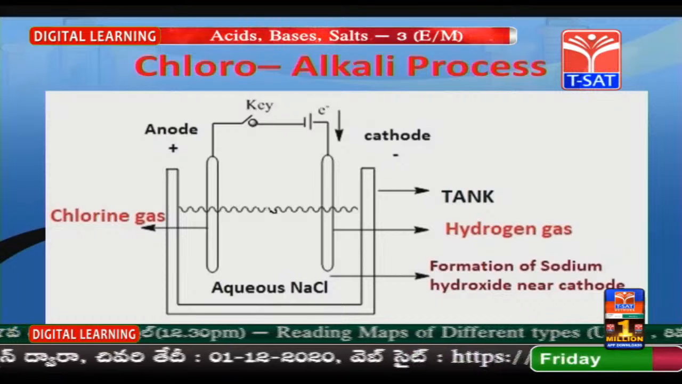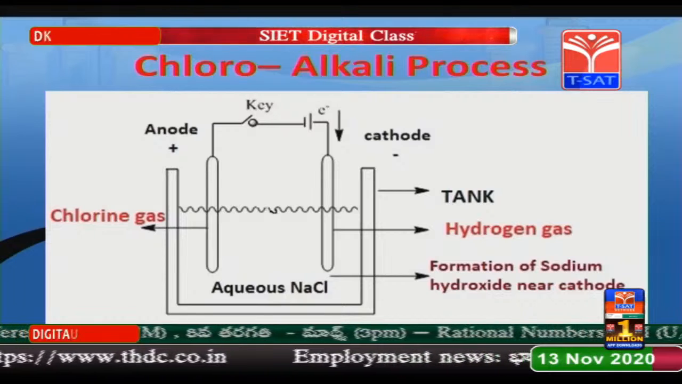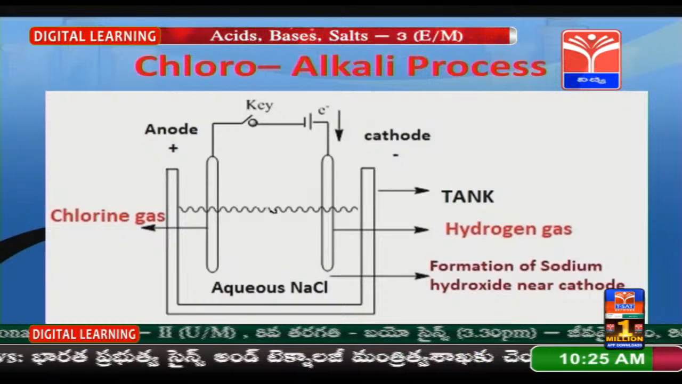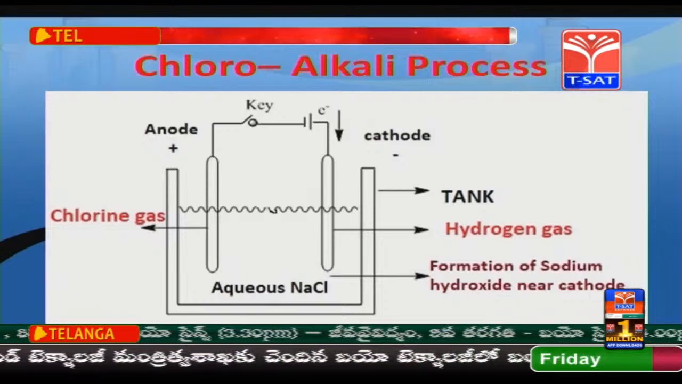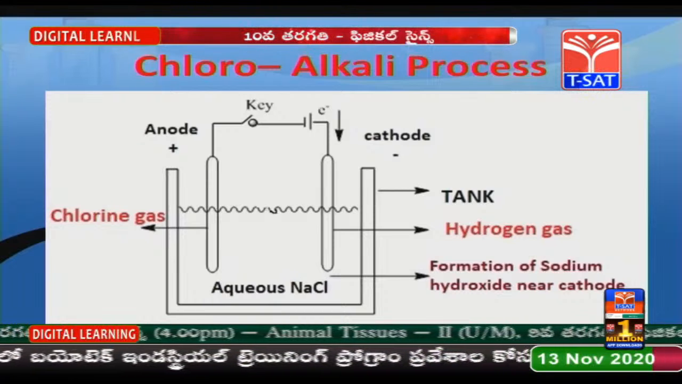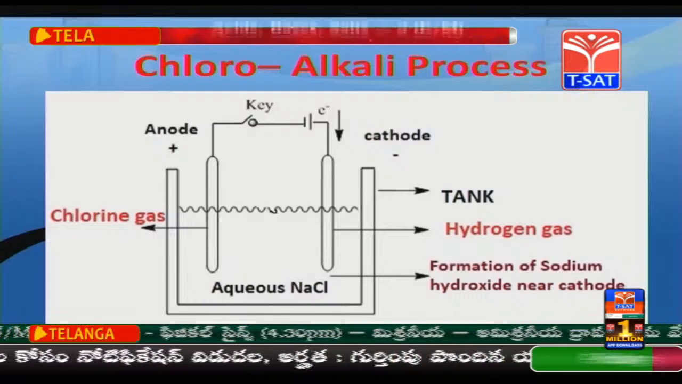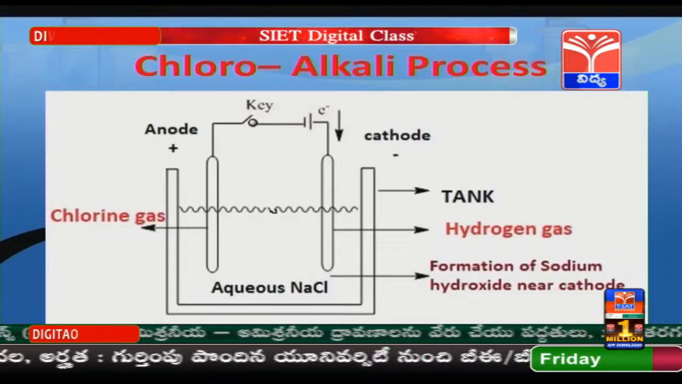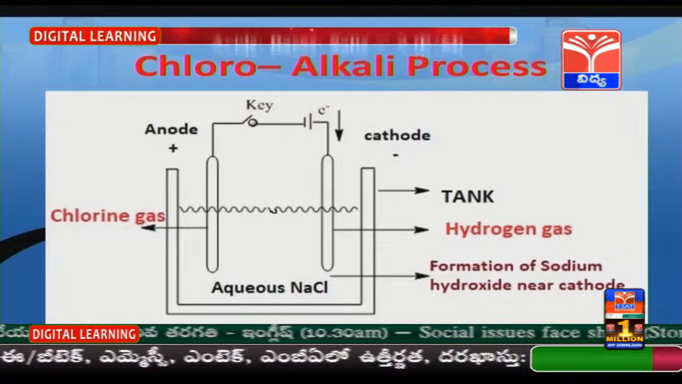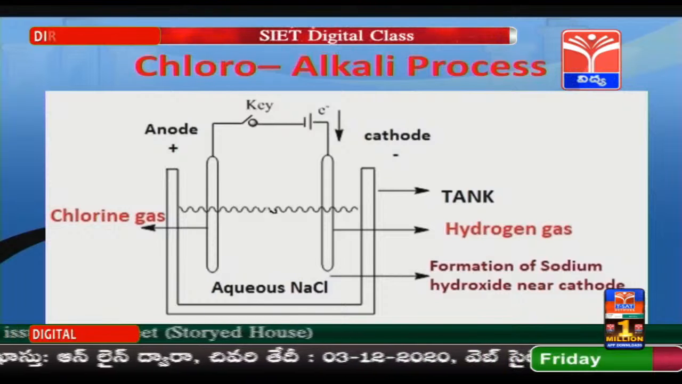Remember, children, the anion has a negative sign, Cl minus, and the anode is a positive terminal. Therefore, Cl minus ions rush towards the anode and are liberated in the form of chlorine gas. Now, this is nothing but the chloro-alkali process. Why? Because here chlorine gas is evolving out. Therefore, the name chloro is given. An alkali is produced. What is an alkali? It is nothing but a base, that is sodium hydroxide. Therefore, this process is called the chloro-alkali process.